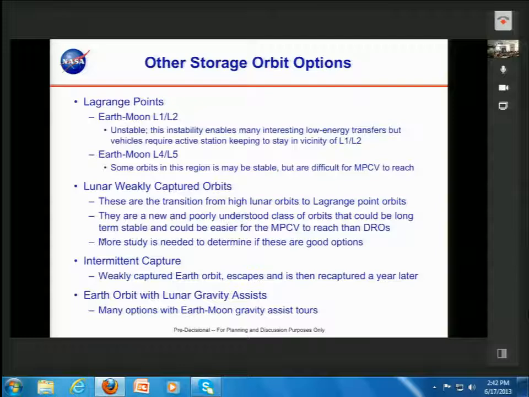And then another idea is orbiting around the Earth with multiple lunar gravity assists, basically to keep correcting the orbit so that it stays in the Earth-Moon vicinity. This one is probably unstable, but there may be stable solutions there. But what's exciting about it is it could be extremely easy for the MPCV to reach. It could be easier to reach than direct trajectories to lunar orbit.